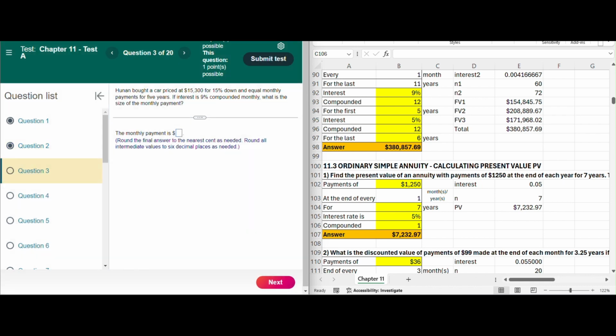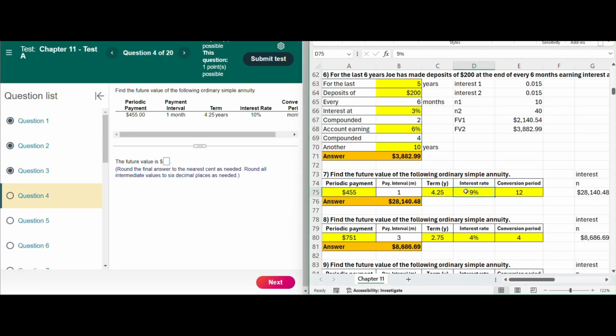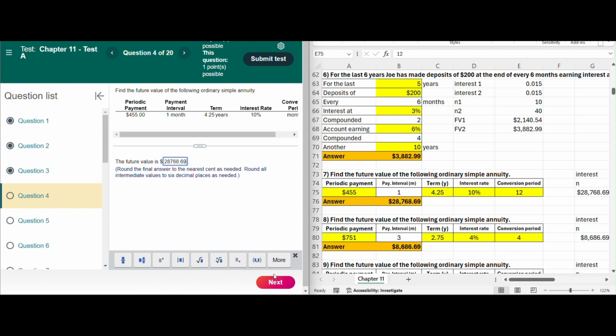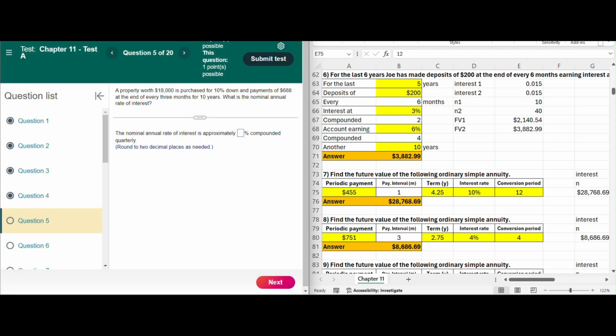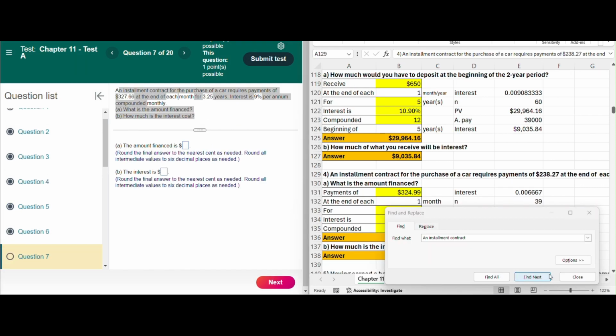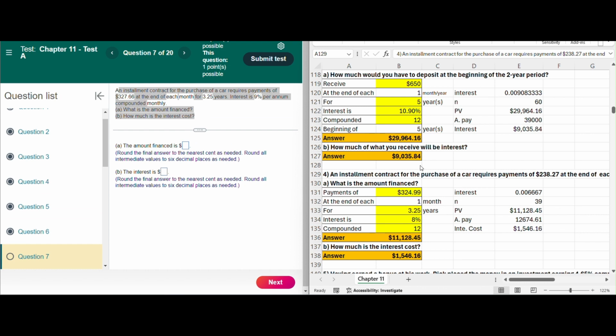So it's easy if you have problems at solving math problems. At the end, Pearson platform only requires the final answer. It doesn't care about the procedure. So it is beneficial for you to use this Excel worksheet. Okay, let's skip a little bit. We are in question number 7.